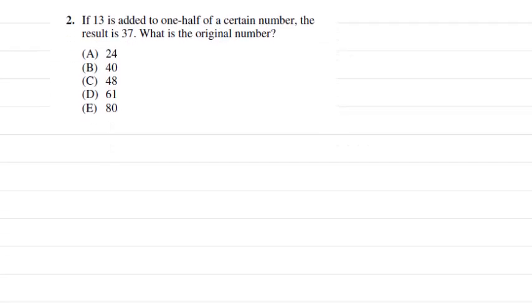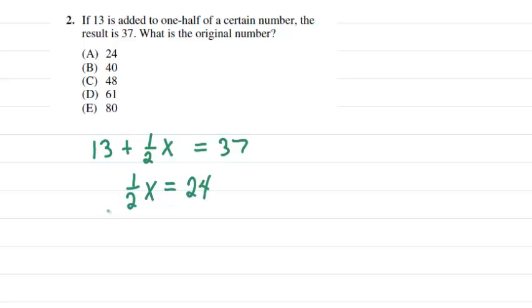Here's a question from College Board's 2011 practice test. 13 added to 1/2 of a number, and the result is 37. Take away 13 from both sides. 1/2 x equals 24. Multiply both sides by 2, and x equals 48. And here your answer would be C.